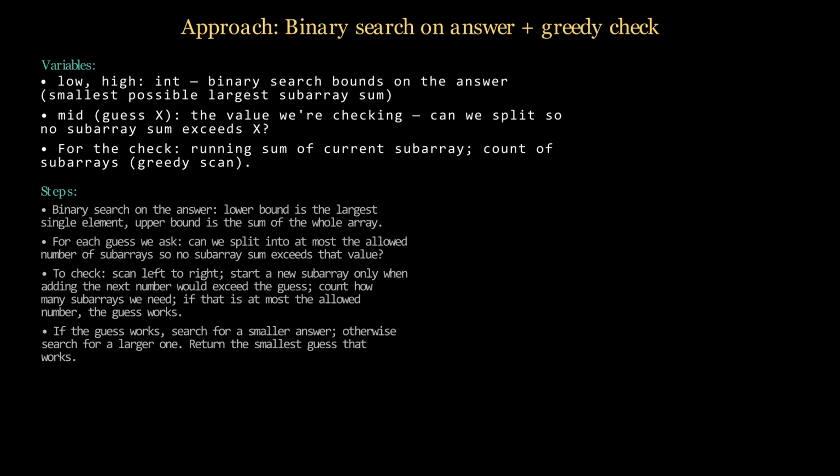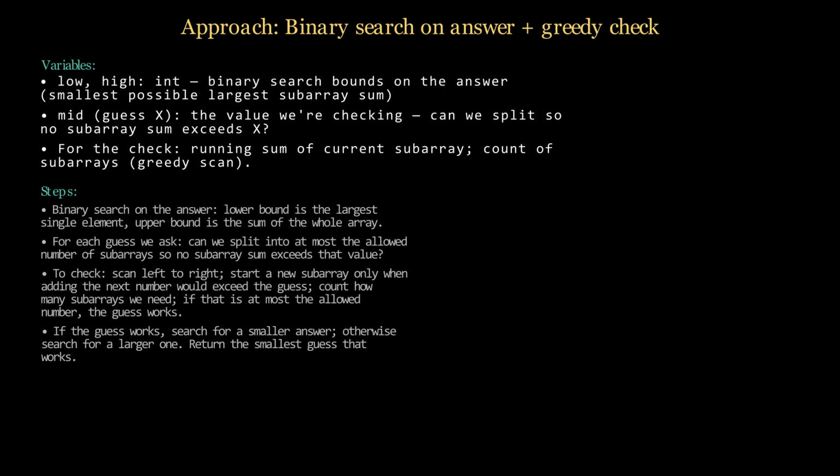Steps: we binary search on the answer. The lower bound is the largest single element, the upper bound is the sum of the whole array. For each guess we ask, can we split into at most the allowed number of subarrays so no subarray sum exceeds that value? To check, we scan left to right and start a new subarray only when adding the next number would exceed the guess.